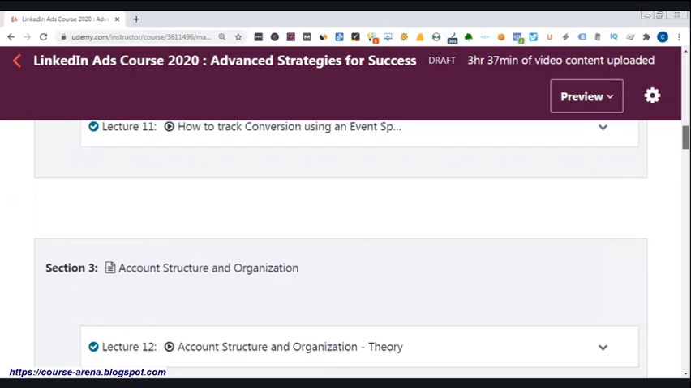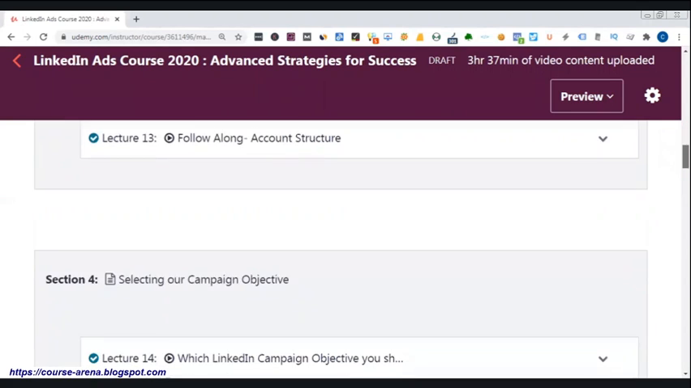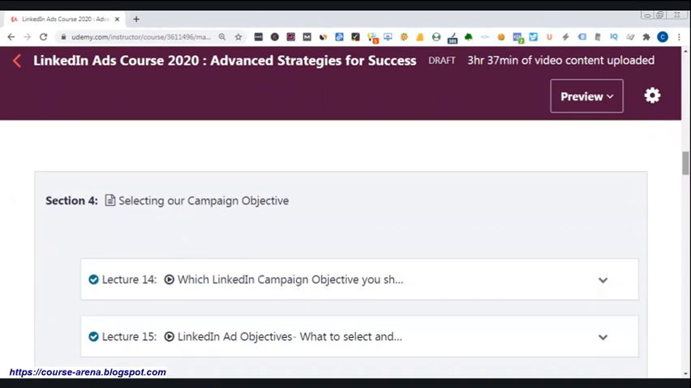Then we discuss account structure and organization, and then we set up our campaign objective: which campaign objective you should select and which you should avoid. Should you select brand awareness, website visits, lead generation, website conversions? Which objective is best for you and which you should avoid. And we'll also be selecting the campaign objective for a campaign that we will develop during this course.